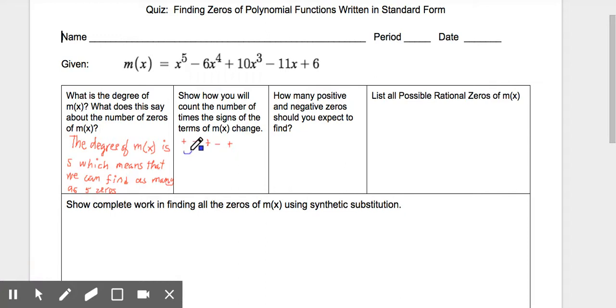So positive to negative, that's one change. Negative to positive, another change. Positive to negative, another change. And negative to positive, another change. That means there are 1, 2, 3, 4 sign changes. So there are 4 sign changes.